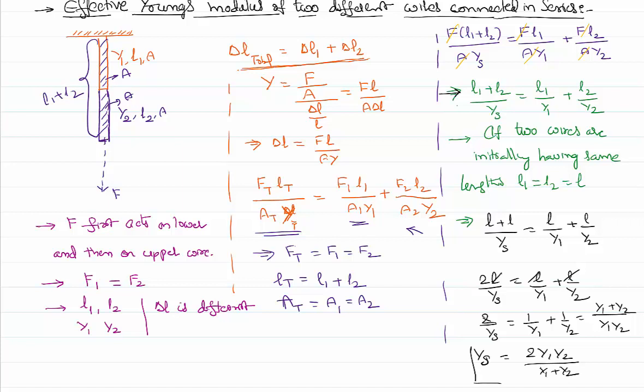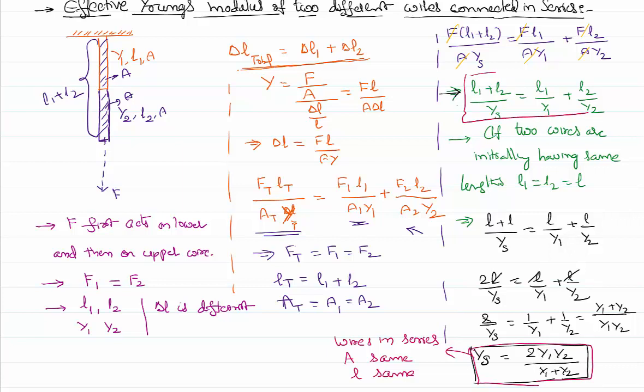But be careful, I can use this formula only under certain conditions. What are those conditions? The two wires have to be in series. They shall have the same area of cross section, and the same lengths also. In that case only I can use this formula. If the lengths are different, I can simply use the earlier formula and get the effective Young's modulus itself.